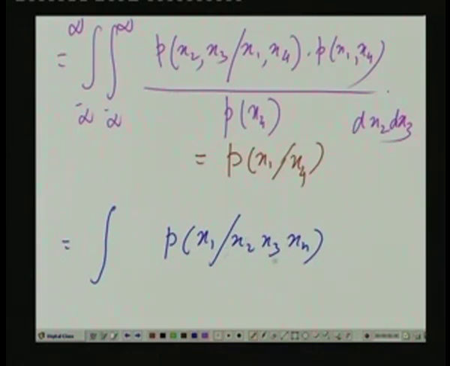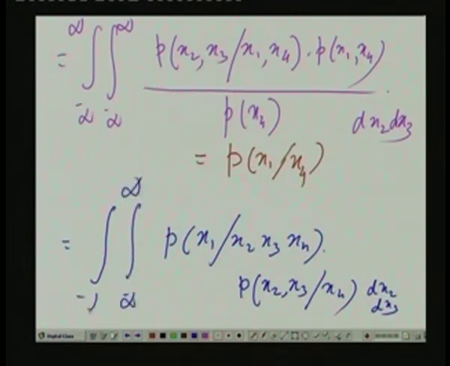If you want to remove some of these variables, in this case x2 and x3, then first you multiply this function by the conditional density of these variables which you want to eliminate subject to the remaining ones, in this case x4, and integrate with respect to these 2 variables. This is what we started with. So, these 2 things are same.